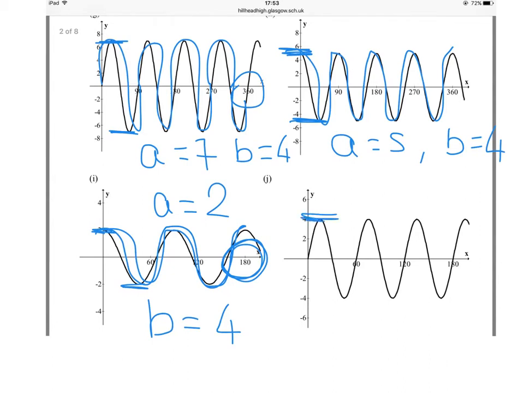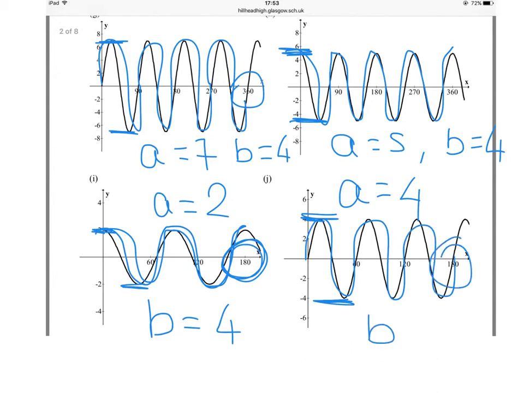Next one, up to 4 down to -4. That's a height of 8. Half that for the amplitude, and the amplitude is 4. There's 1, 2, 3 complete curves in 180. So that's 6 complete curves in 360.